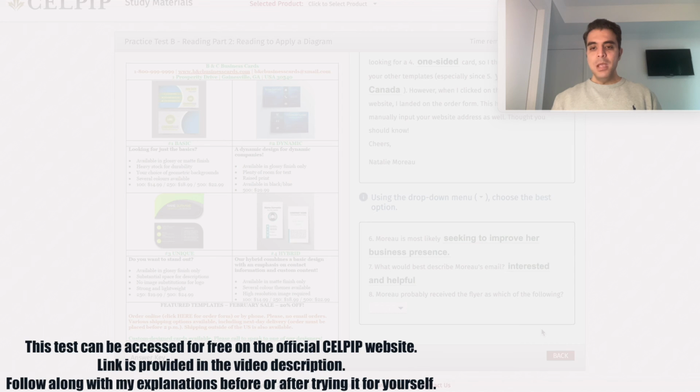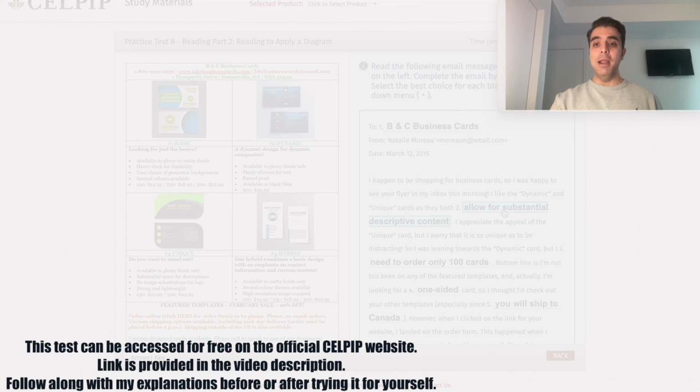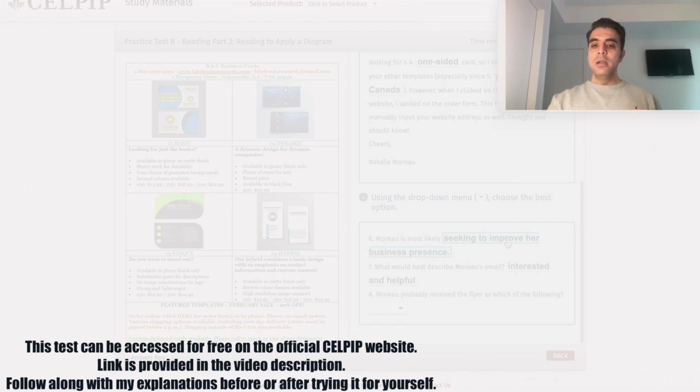Number 8, Moreau probably received the flyer as which of the following? Now, Moreau received a flyer. This is the flyer that we can see. The diagram is the flyer. Now, where did Moreau receive this flyer, as which of the following?